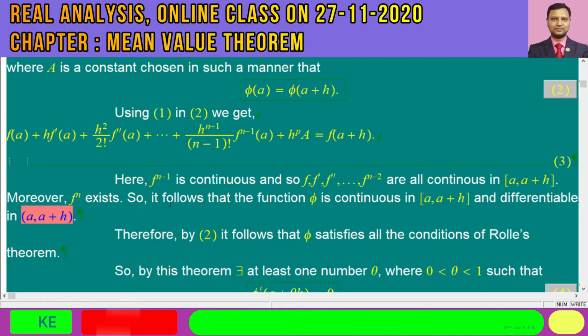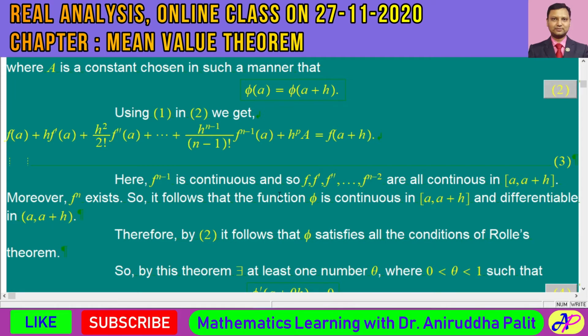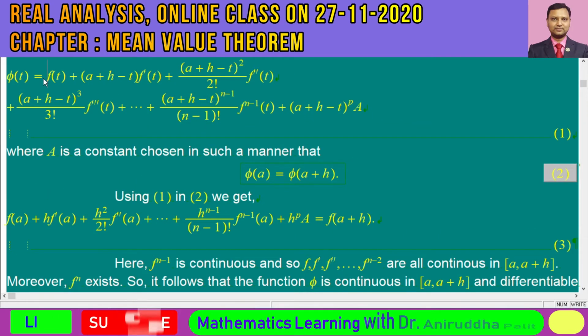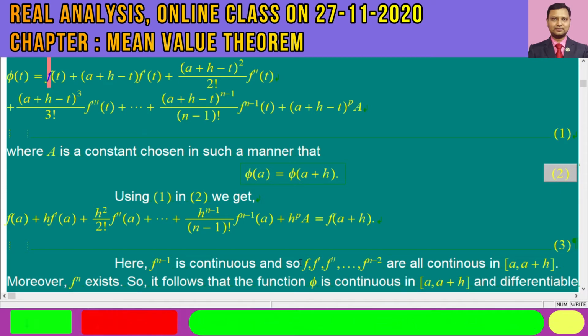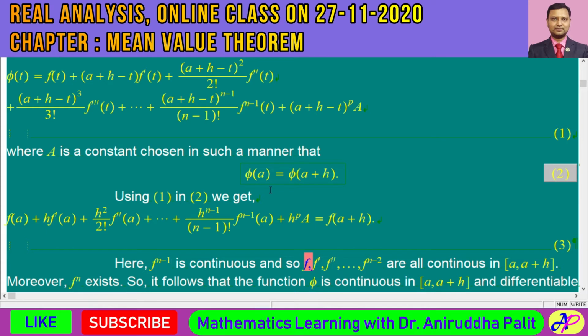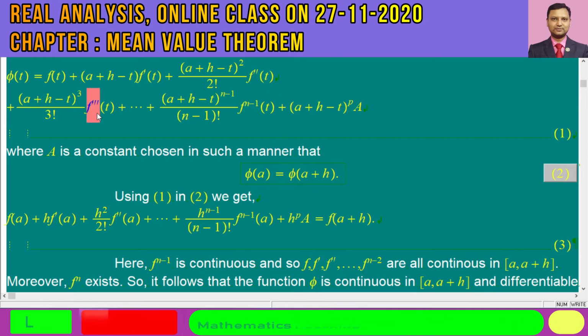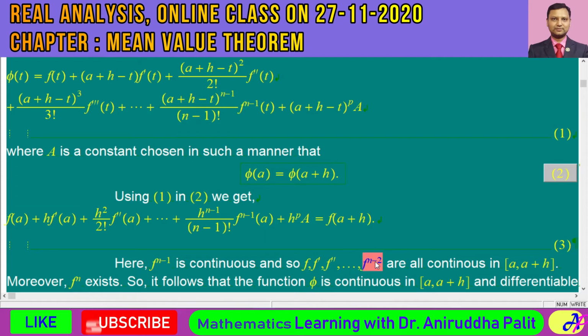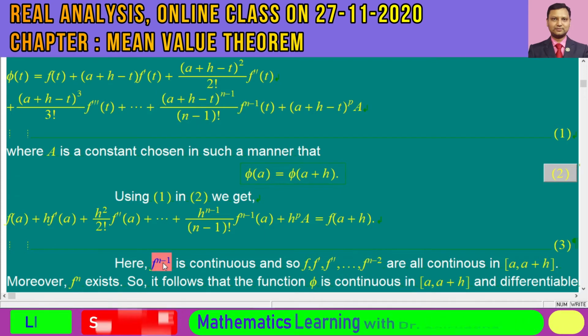Got it? Therefore we can say that if you look at the expression of this function phi, it involves this function f over here. This is the function f. Then this f dash is there over here. Then f double dash, f triple dash, and so on up to f^(n-1). All these functions are continuous.